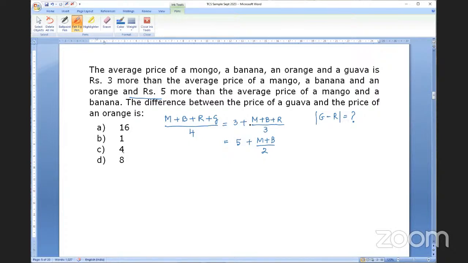Let's see. M by 4 minus M by 3. 3M minus 4M, that will be minus M by 12. B by 4 minus B by 3 would be minus B by 12. And R by 4 minus R by 3 would be minus R by 12. This is equals to 3 minus G by 4. And again, M by 4 minus M by 2 is 2M minus M.